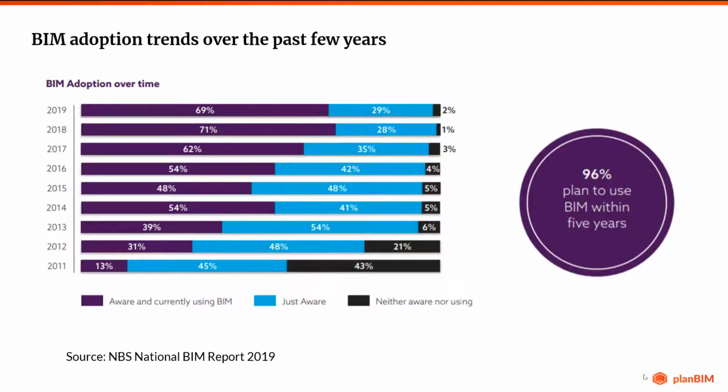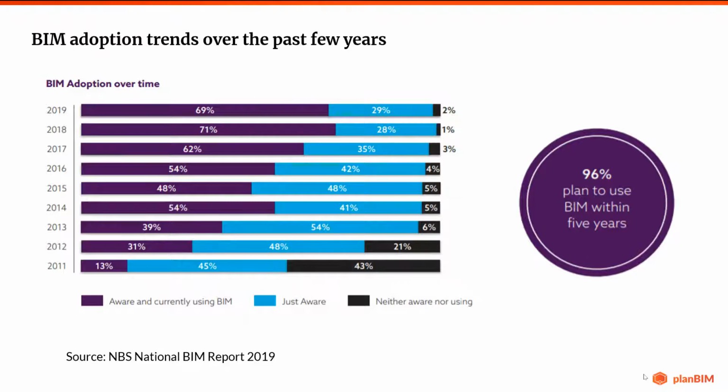So if you look at BIM specifically, BIM adoption trends over the past few years. This is a study that has been continuously done from 2011 to 2019. All this data is from the UK, and if you look at it, about 9 years back, the people who were even aware of BIM were not even half the population working in the construction industry. Just 13% were actually using BIM, and 45% were just aware of it.